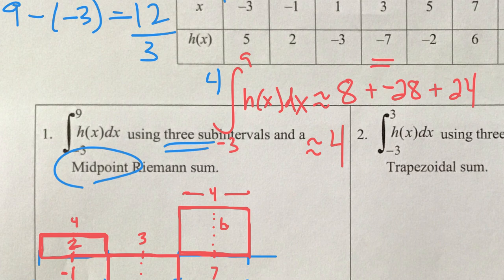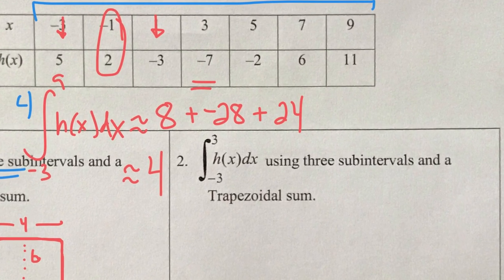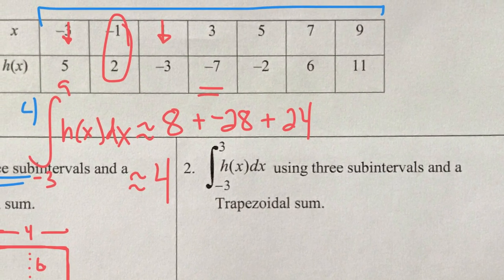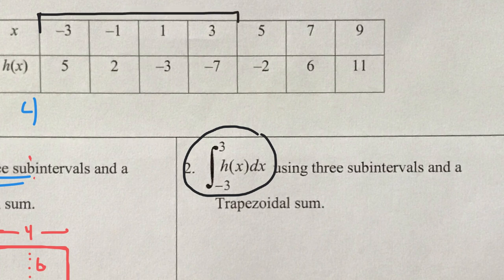So we're finding the areas of rectangles, but rather than using the y coordinates of the endpoints, like we did with the left or the right, we're using the y coordinate of the midpoint. Now let's see how that's different if we use our trapezoid method. Let me erase some stuff. So for number 2, we're just asked from -3 to 3. We're just asked for this interval, which is 6 units long. And if we're going to use 3 subintervals, how wide is each going to be?